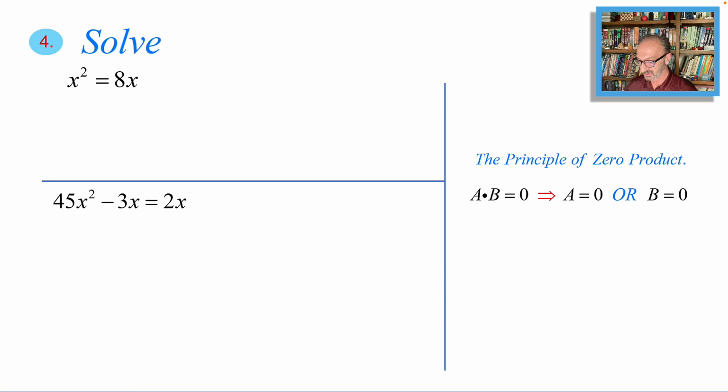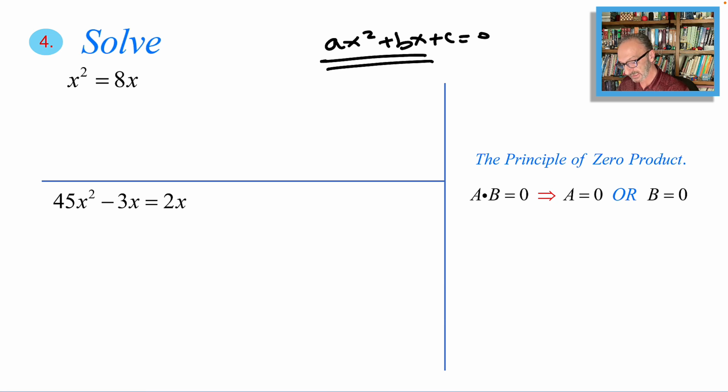Number 4, I have x to the second equals 8x. Now this time I do have 2 terms of the quadratic formula, not 3 terms. What do I mean by this? Usually we look at the quadratic equations. If it's ax to the second plus bx plus c equals 0, then we start factoring it. But in this problem, number 4, I have 2 parts, or 2 types, a and b. It's only ax squared plus bx. There is no constant c.